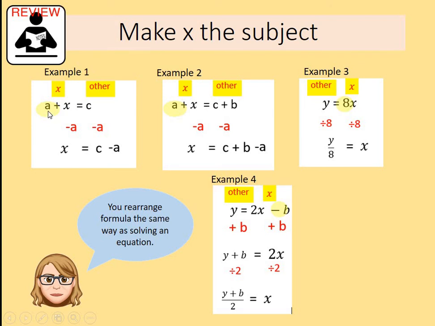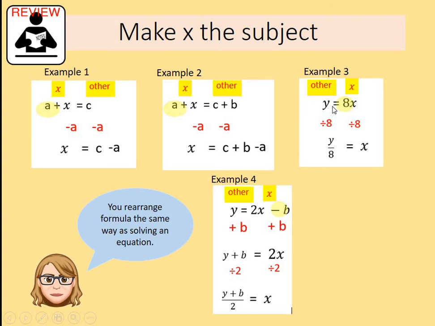So you can see I've got a plus x, so I'm going to subtract the a, and that leaves me with just x this side. And then we had c, and we've taken away a, so on this side we have c minus a. Similar thing here, again with the x, we've got this a, so I need to subtract this a. I already have c plus b on this side, so I just need to pop a, subtract a next to it, and that gives me x equals c plus b minus a, because I've taken that over to the other side as a negative.